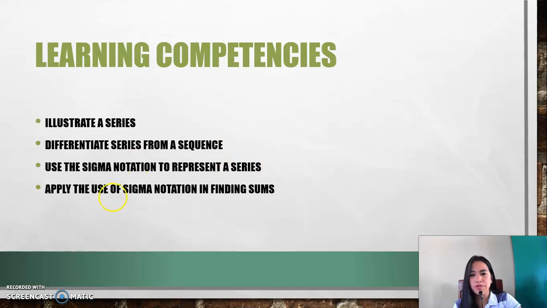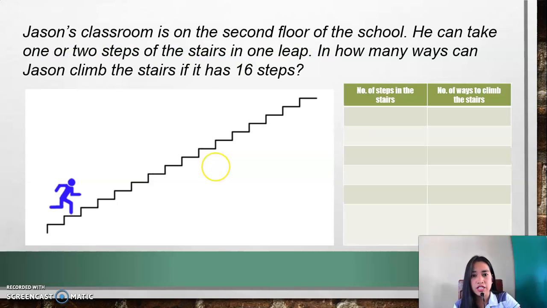So, first we're going to illustrate a series and a sequence through this example. We have here a situation about Jason, whose classroom is on the second floor of the school. Jason can take 1 or 2 steps of the stairs in one leap. In how many ways can Jason climb the stairs if the staircase has 16 steps? We can see it here as a figure. Imagine that this is Jason, the blue man.